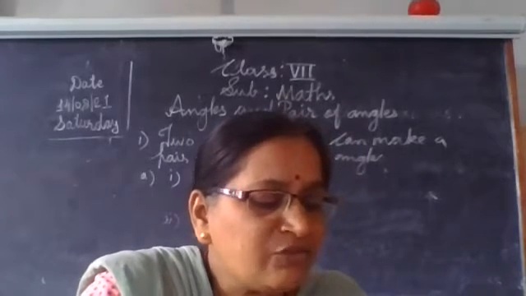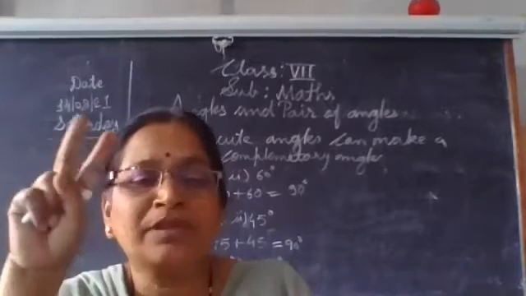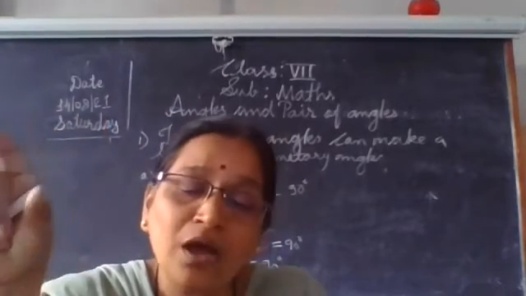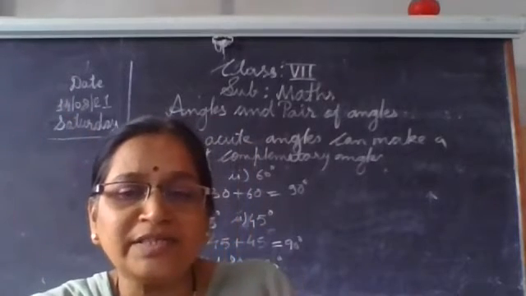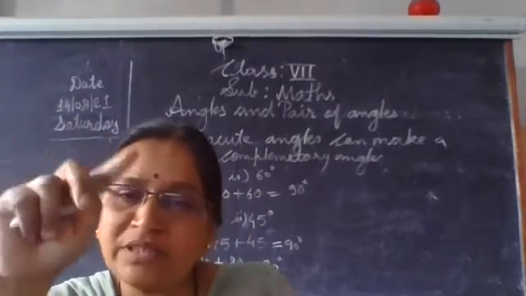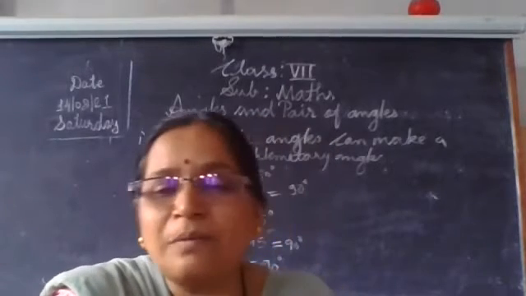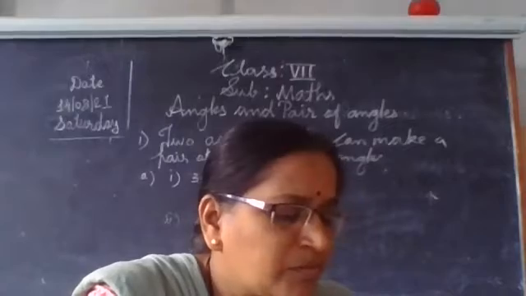Okay, now see the fourth one. Two acute angles can form a pair of supplementary angles. Now see, supplementary angles means the sum of two angles is 180 degrees. Two acute angles means each measure is less than 90, and 180 means 90 plus 90. So it is not possible to make a supplementary angle with two acute angles.